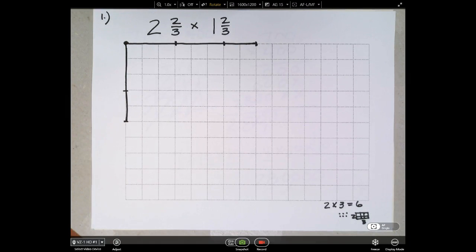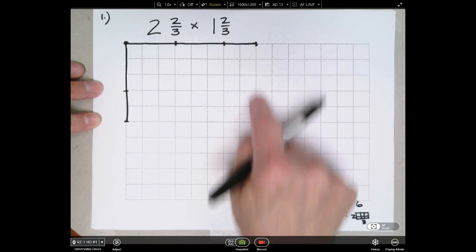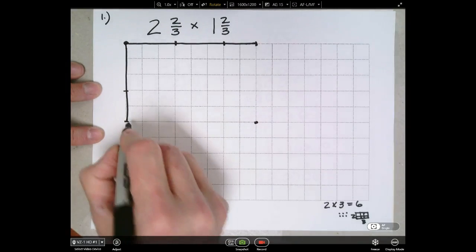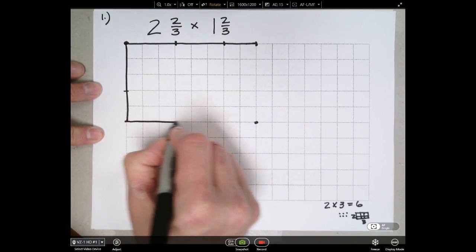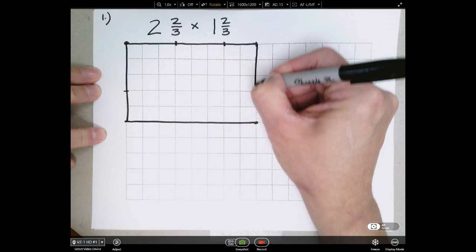Okay, so we have a line drawn out that is 2 2/3 going horizontally and 1 2/3 going vertically. And so in order to create the area of that problem, we're just going to have to go out and extend these lines until they connect. And it looks like they're going to connect right here. So if you want to draw a dot there so you know where to stop, please go ahead and do that now.